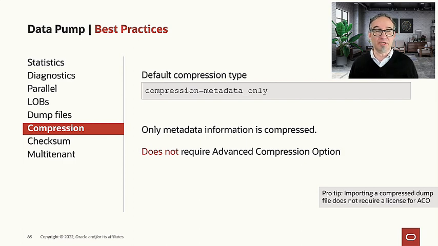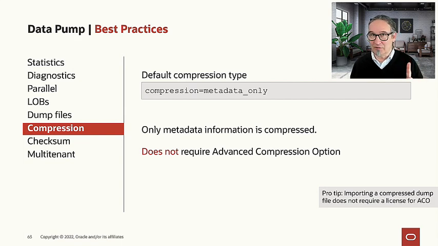The default compression type for metadata, interestingly enough, compression metadata only is on by default. And no worries, this doesn't let the counter go up for advanced compression option. It has no extra requirement, but we realized that due to the fact Datapump exports metadata in XML files, that can really take a little bit of compression. It helps a lot in terms of the size of the metadata.